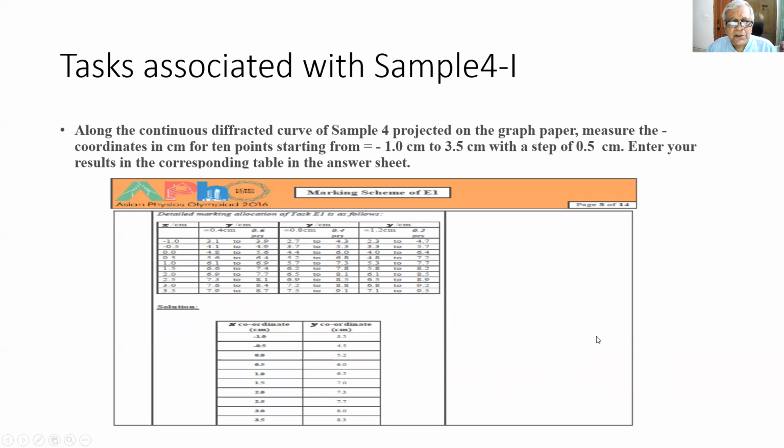So what you do is along the continuous diffracted graph projected on the graph paper, measure the coordinates in centimeter for 10 points starting from -1 centimeters to 35. Enter your results in the corresponding table. And this is done out here. You can see there's a range of values that you can go out there, okay? And from there, you can sit down and you make this table out here.